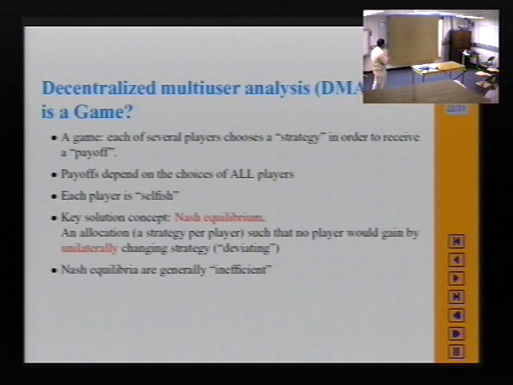The key idea is the Nash equilibrium. Nash equilibrium is very intuitive. By the way, this Nash is Nash of A Beautiful Mind, the same Nash. Yeah. And he's alive, by the way. So live close to him.